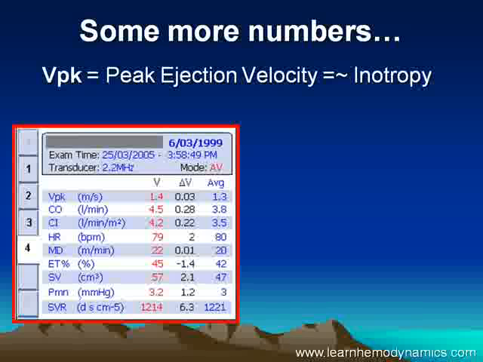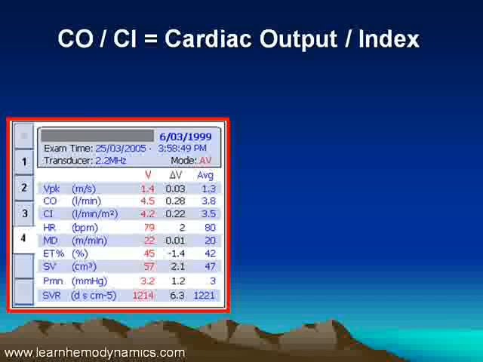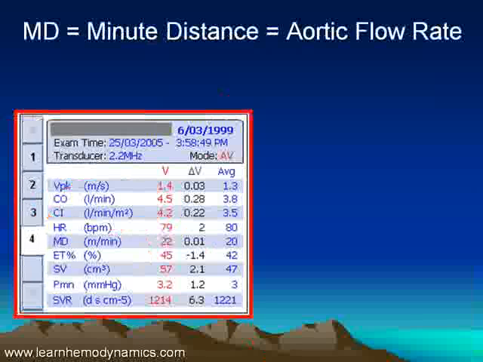Some more numbers that come into USCOM. Peak velocity. What does that have to do with hemodynamics? Well, just imagine a baseball pitcher. The speed that ball leaves his hand will depend on the power of his arm. The more powerful the pitcher, the faster the ball. The same is true, all other things being equal, of the myocardium. The more powerful it is, the faster the ejection velocity. Cardiac output, cardiac index, well, very simply, are we dealing with a trickle or are we dealing with a flood? How much blood are we pumping?